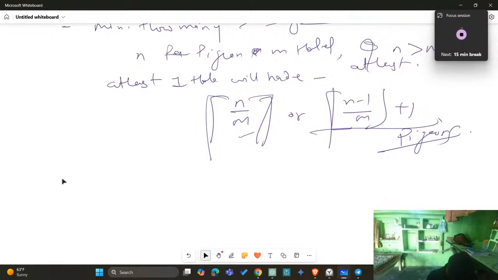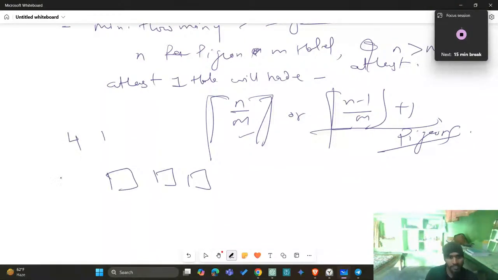So what do we mean by saying that at least one hole has two pigeons? We are not saying that every hole will have at least one pigeon. Let's say we have three pigeonholes and four pigeons. We can say 4 by 3 ceiling, which is 2. So we are saying that at least one hole, any hole from these, will have at least two pigeons.